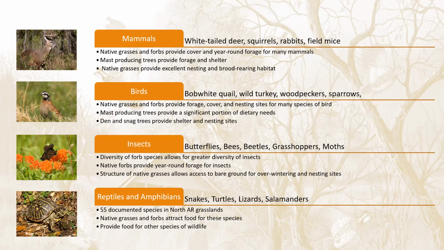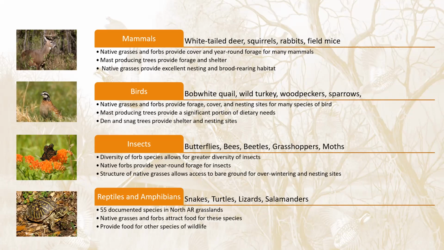Mast producing trees like oaks that produce acorns provide nutrient-rich forage from nuts and insects that are also attracted to these. And the trees also provide nesting and perching sites for these species. Den trees, which are large living trees that have the big holes in them or the large cavities, and snags, which are standing dead trees, provide nesting, shelter, and foraging sites as well.